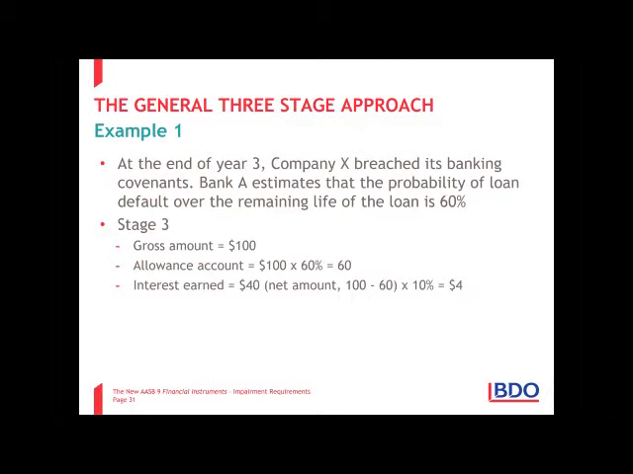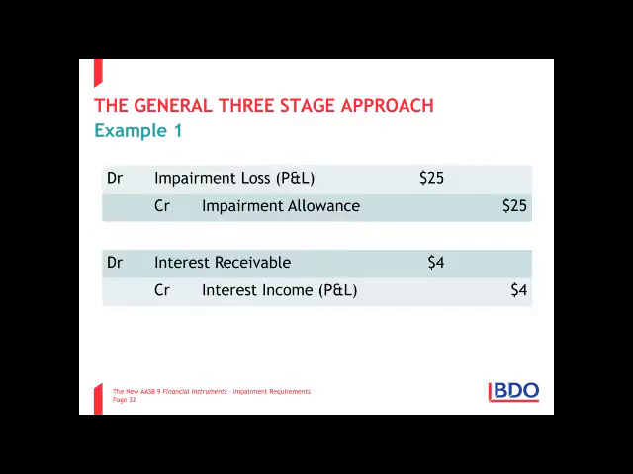So you'll take the gross amount of 100 less your allowance account, your provision for impairment loss, of 60. Your net amount is 40. 10% of 40, your interest earned will now only be $4. Remember, in years 1 and 2, it was on the gross amount, $10 each. Now we've got $4. So it's a big change in the interest earned.